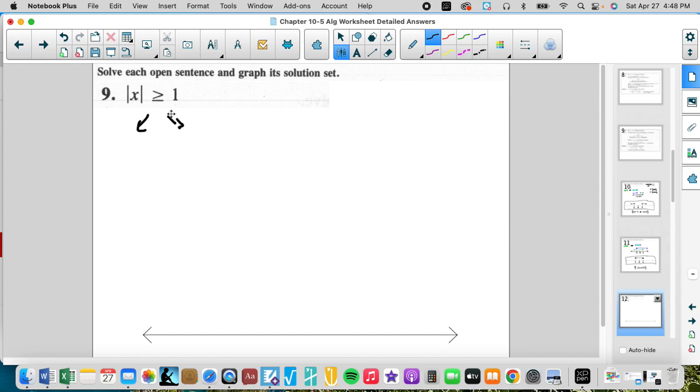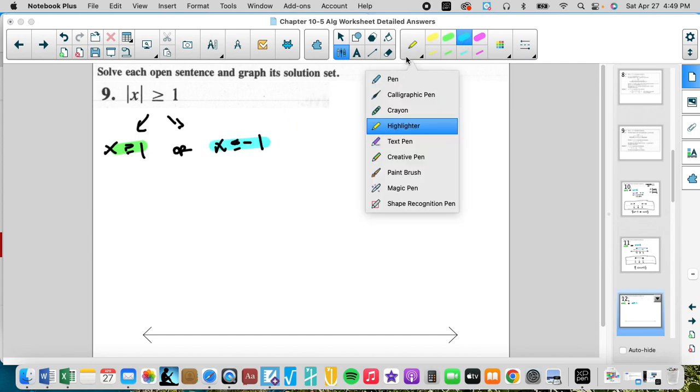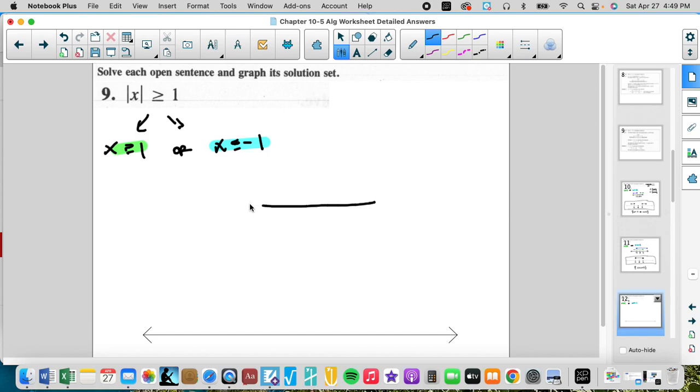So this is greater than, so we have x is greater than or equal to 1, or x is less than or equal to negative 1. Green, blue, sketch it. So we have negative 1, we have 0, and we have 1. Green is x is greater than or equal to 1, x is less than or equal to negative 1. Whoops, sorry, that should have been in blue.